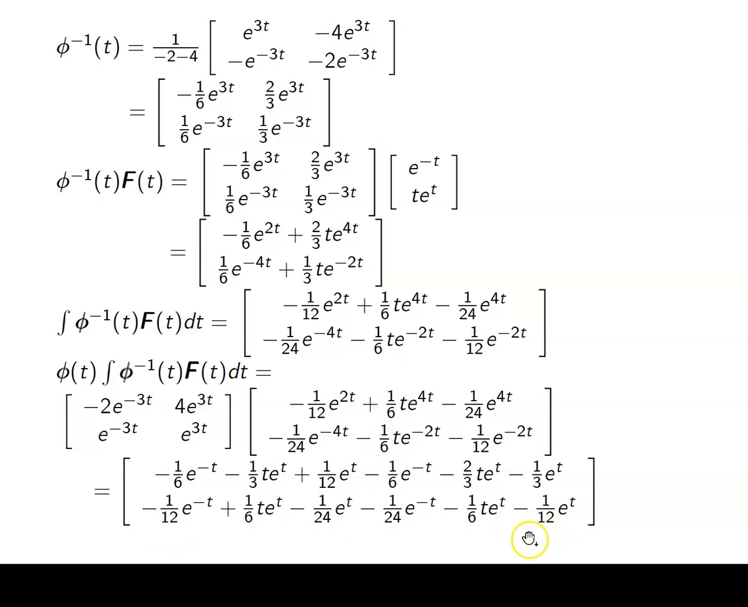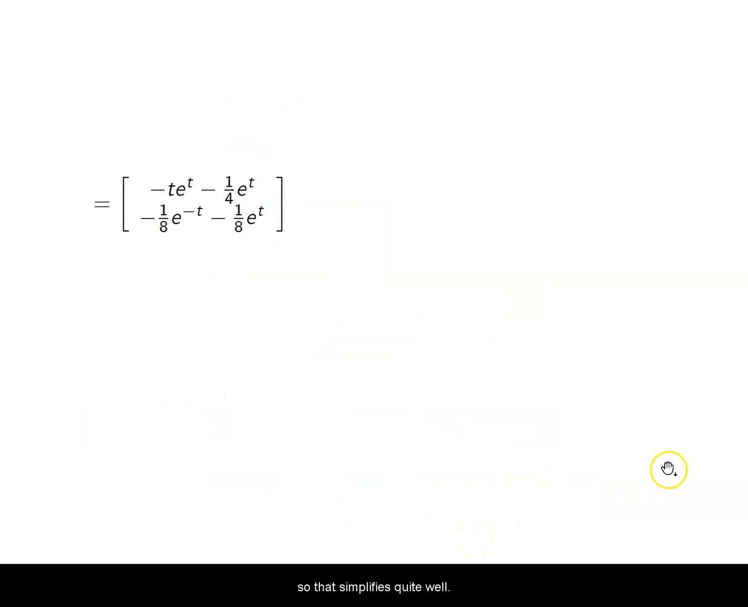So I try to combine anything that I can, anything that's similar. So I have negative e to the t stuff, t e to the t stuff, e to the t stuff. Same on top. I have everything combined with at least something else. So that simplifies quite well to the following.